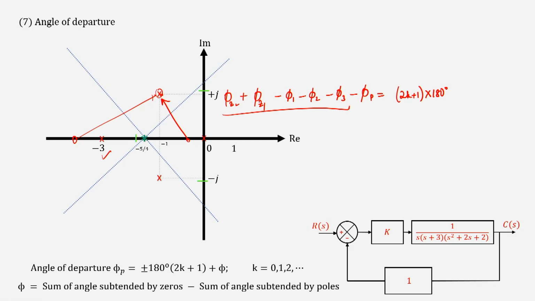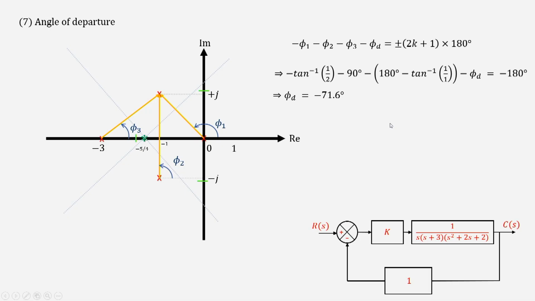So, in that case, this will be the angle subtended by all the other open loop poles and zeros, minus the angle subtended by this open loop pole, must be equal to an odd multiple of 180 degrees. That is what we are using here. So, I will just go ahead with this example: minus phi 1, minus phi 2, minus phi 3, minus phi d. Phi d is the angle of departure, must be equal to an odd multiple of 180 degrees, and these are angles.